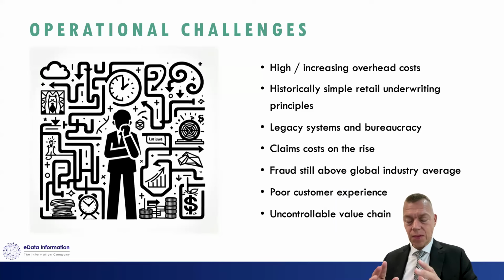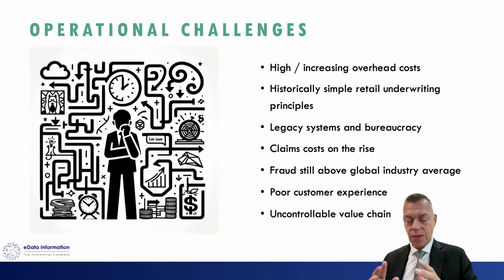On a broad level, there are probably more, but these are my immediate thoughts on the operational challenges in the industry. Incumbent insurers are faced with high and increasing overhead costs. Salaries are going up. It's going to be more and more expensive to be compliant with regulations. Prices are increasing. Our underwriting principles are historically simple, especially within motor insurance. It is basically a percentage of the vehicle premium, and that's it. This is a challenge because it makes it difficult to differentiate yourself.